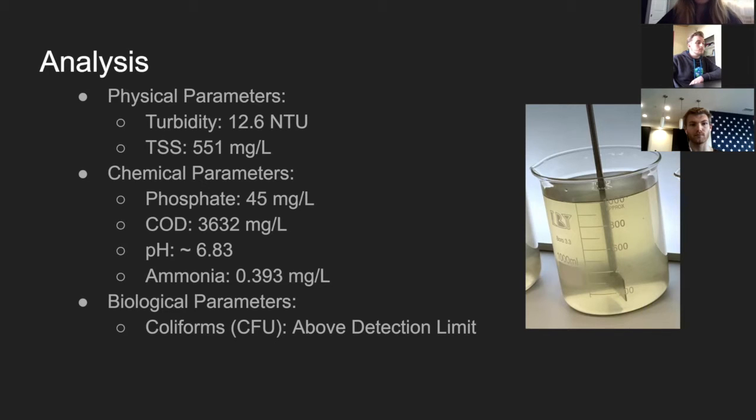We also looked for biological parameters. Specifically, we looked for coliforms, which are typically present when there's fecal matter, which from a cowshed source is most likely going to be there. We did that by, again, filtering a sample of this cowshed wastewater and then culturing that sample for at least 24 hours. After that was cultured, we counted the colonies of these coliforms, and these were above the detection limit.